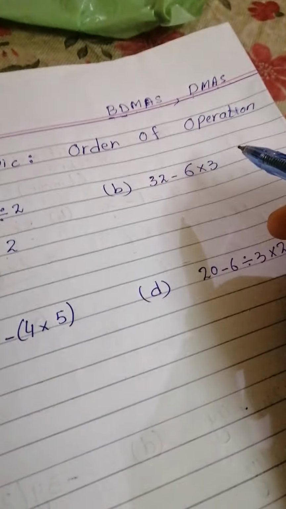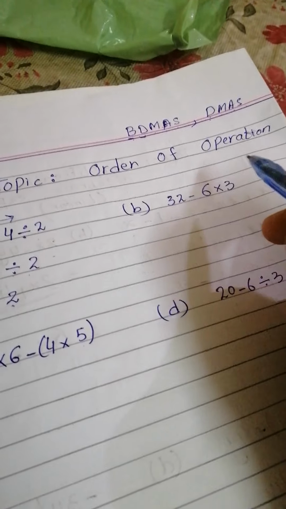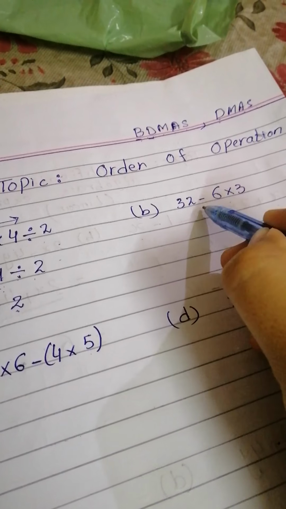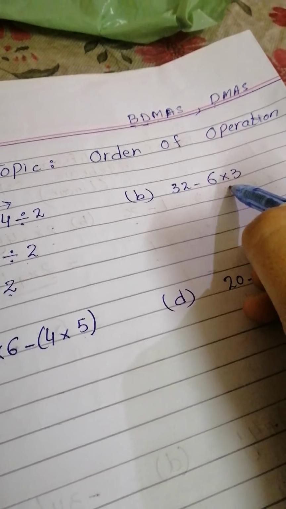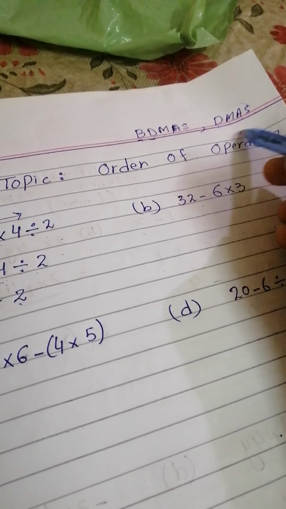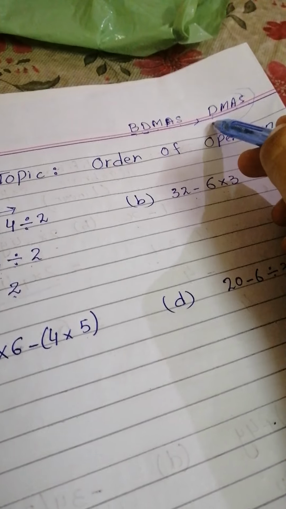Okay, next question. You can see that the first rule that we have studied, the left to right rule, is not possible here, because this is multiplication and minus together. So definitely I will use the DMAS rule. DMAS rule. Can you see division here?